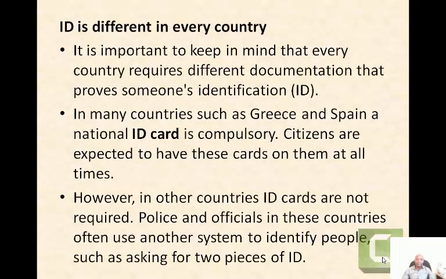ID is different in every country. It is important to keep in mind that every country requires different documentation that proves someone's identification. In many countries such as Greece and Spain, a national ID card is compulsory. Citizens are expected to have these cards on them at all times. However, in other countries, ID cards are not required. Police and officials in these countries often use another system to identify people, such as asking for 2 pieces of ID.